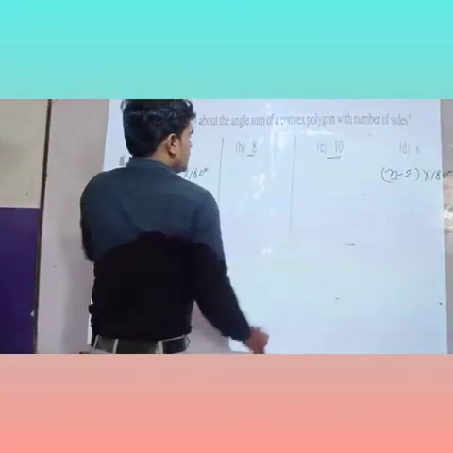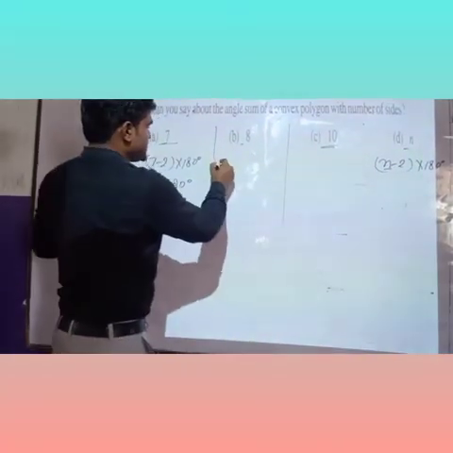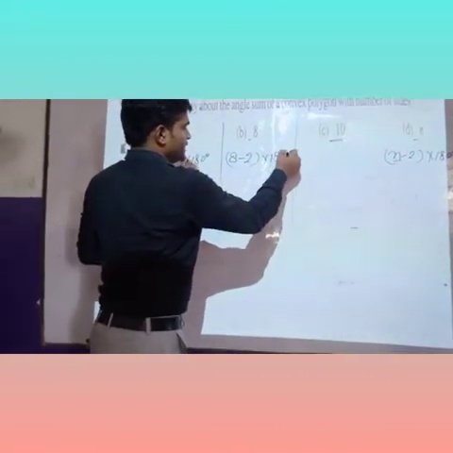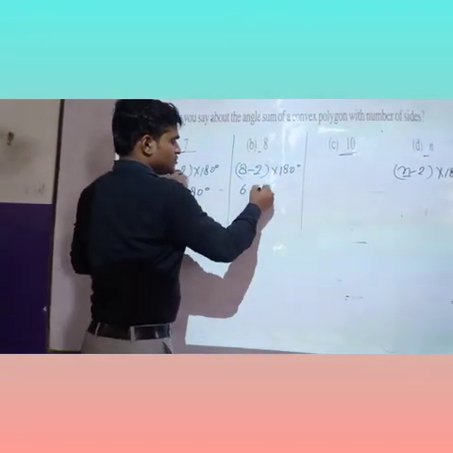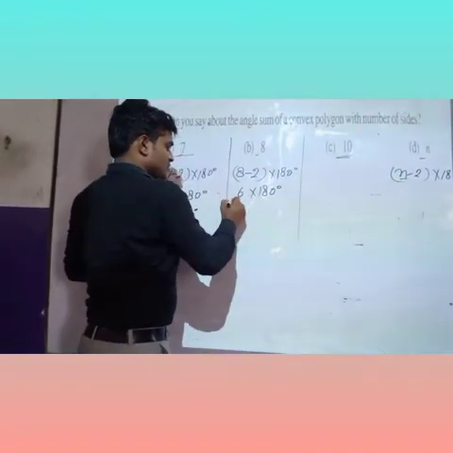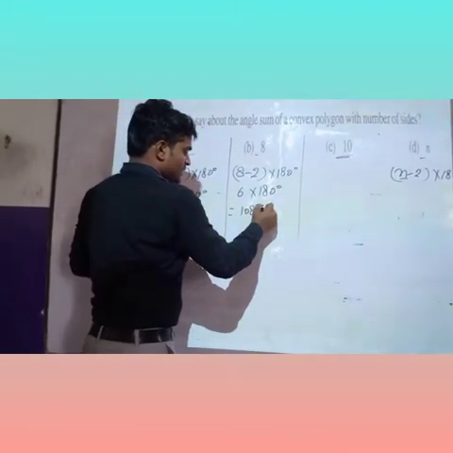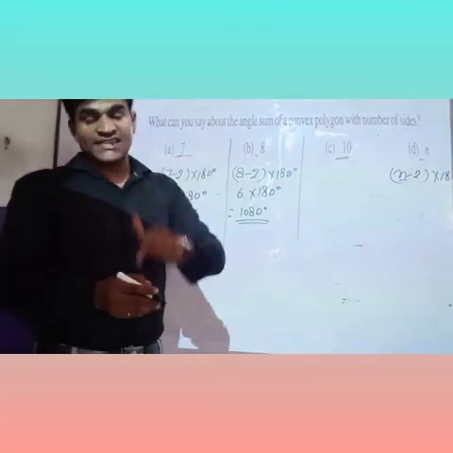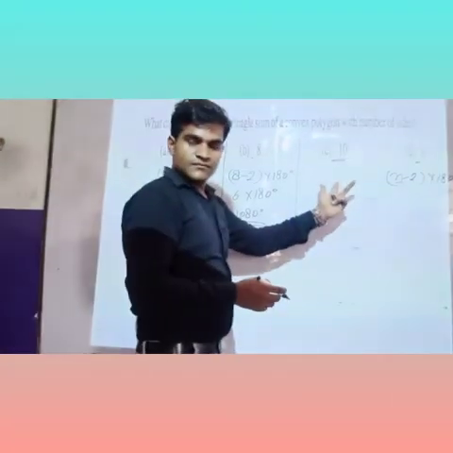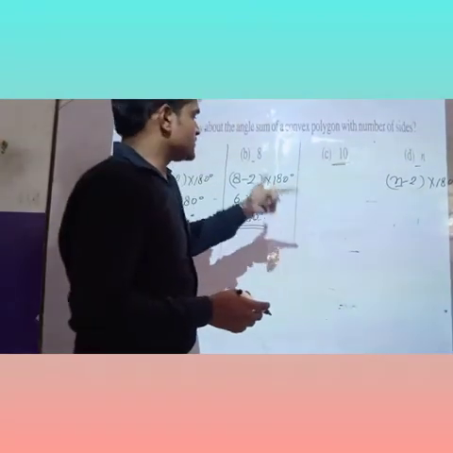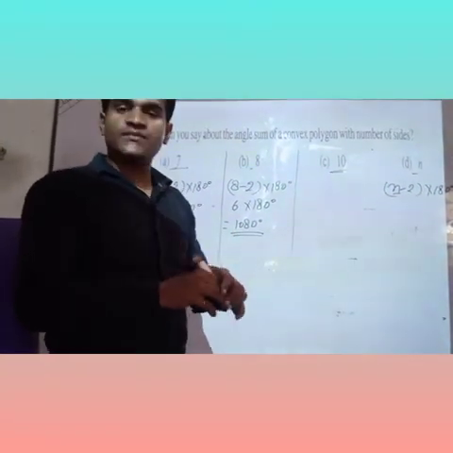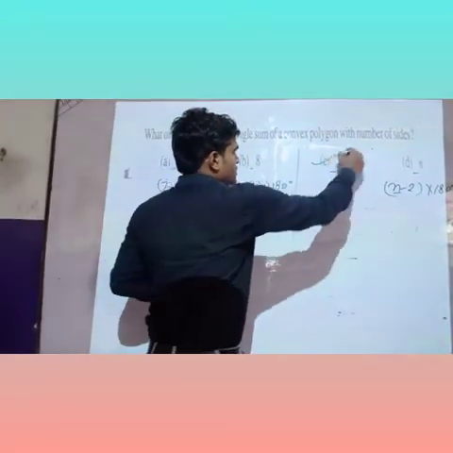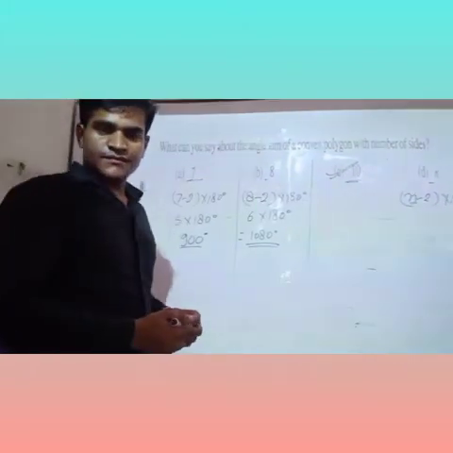Second, if the number of sides is 8, then (8 minus 2) into 180 degree. So 8 minus 2 is 6, into 180 degree. So 18 times 6, children, 108, means 1080 degree. That is the total sum of the interior angles of a polygon having 8 sides. Like that, you can find the sum of interior angles of a polygon having 10 sides. Can you do it? Yes children, this is for you. Okay.